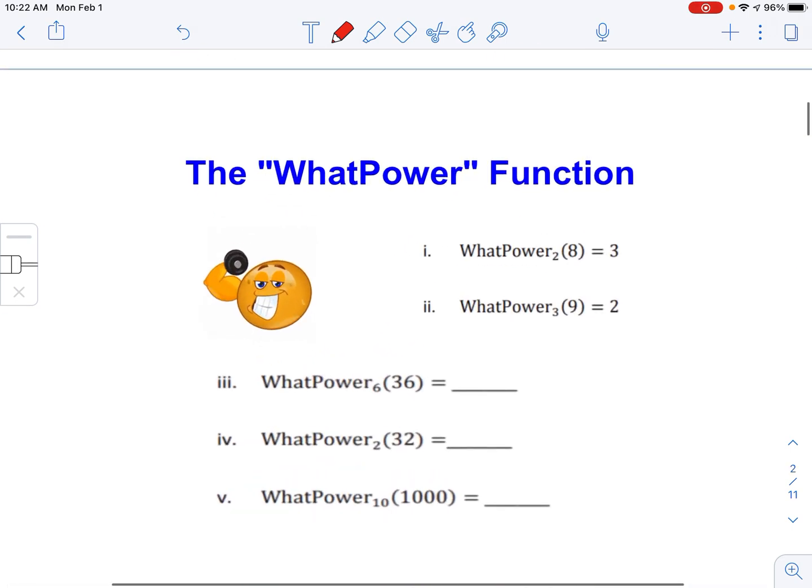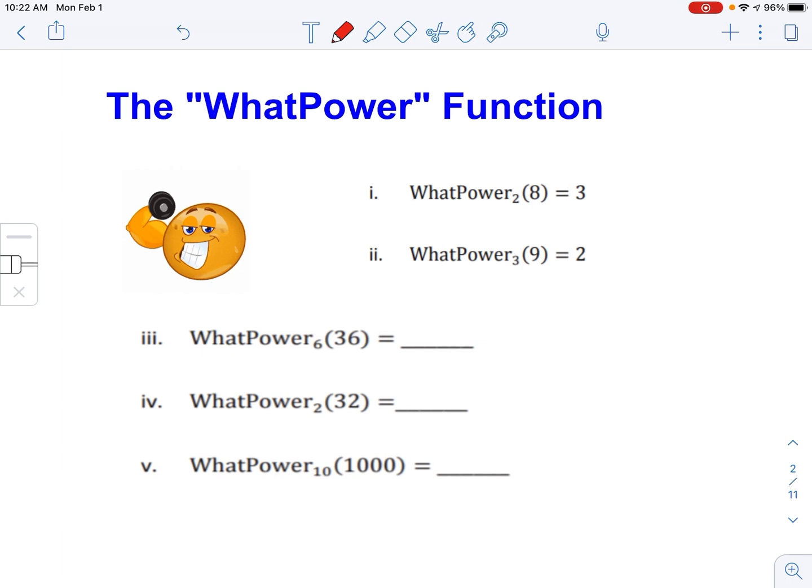Okay, so let's continue with this idea of what power function. Now, 1 and 2 directly relate to our do now questions, right? We have 2 to the third power is equal to 8. We see a 2, a 3, and an 8 there. 3 to the second power is equal to 9. We see a 3, a 2, and 9.